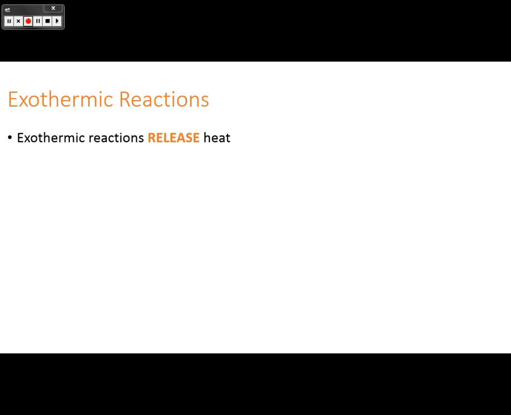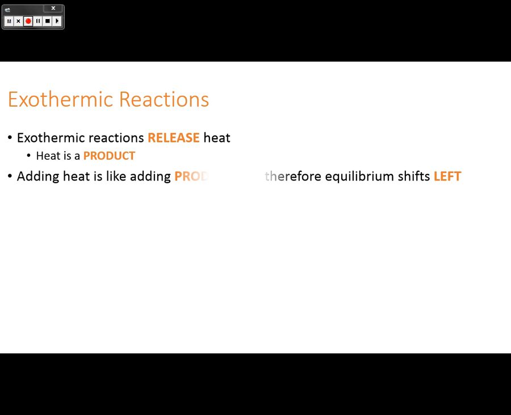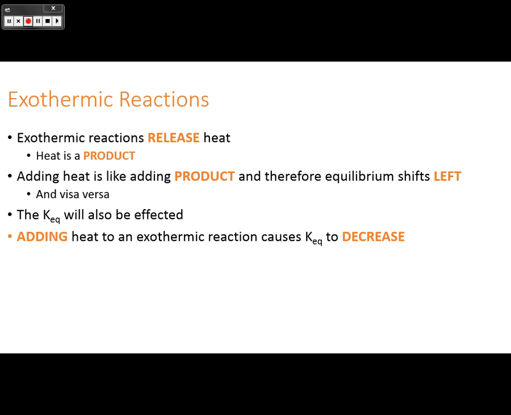Exothermics are the opposite. Exothermic reactions release heat. Heat is a product because of that. Adding heat is like adding product, and therefore equilibrium shifts left, and vice versa. Removing heat is like removing product, and so it shifts to the right. And the KEQ is also affected: adding heat to an exothermic reaction causes the KEQ to decrease, and vice versa. So let's take a look at that again.